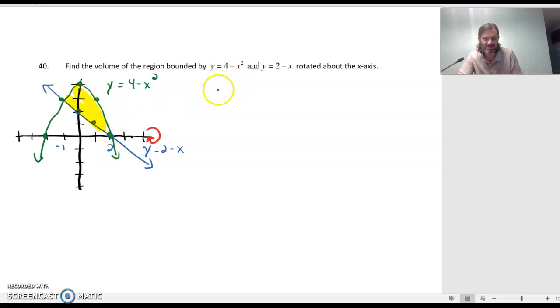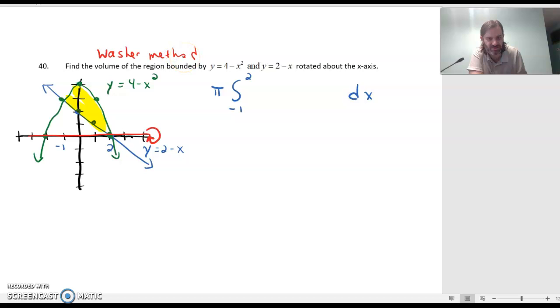When we set this up, we'll have pi times the integral from -1 to 2. Because we're going around the x-axis, that will be dx, and because there's a gap between the axis of rotation and the inner part of the figure, it is a washer method. If that's not apparent, it is a washer, because there will be a gap, at least in part of the places.